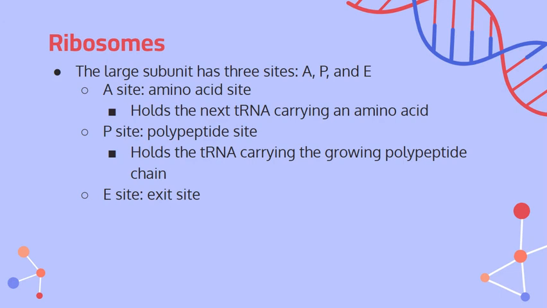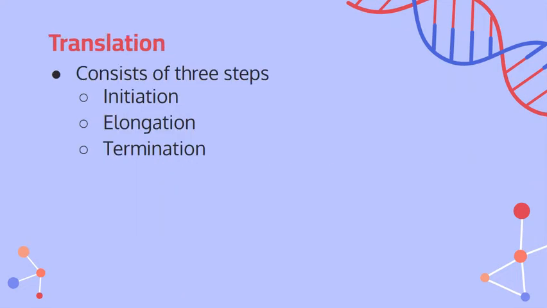The large subunit has 3 sites: an A, P, and E site. The A site is the accepting site. It accepts the amino acid and holds the next tRNA carrying the amino acid. The P site is the polypeptide site, and this holds the tRNA carrying the growing polypeptide chain. And then E is the exit site, or the ejection site. So it comes in to the A, moves to the P, and exits through the E.